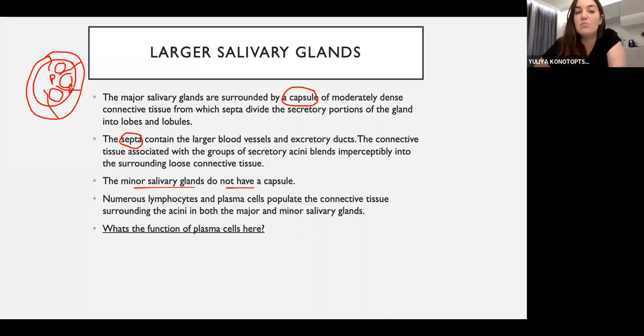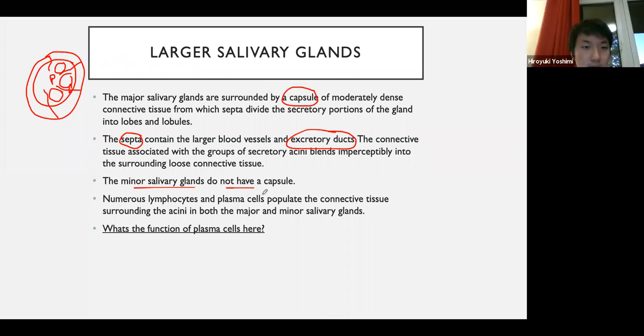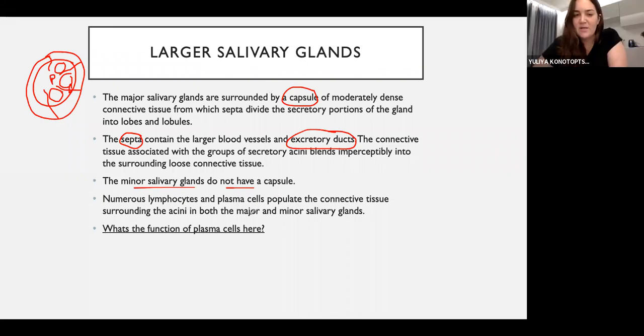Why are those septa important to us? Because if I see the connective tissue of septa, inside of it there will be excretory ducts. This is very useful to identify on a slide. Excretory ducts are always surrounded by the connective tissue septa. So what is the location of the excretory ducts? They're within septa. Inside of the septa, you will always find excretory ducts. Is it clear? Yes. Numerous lymphocytes, plasma cells, we have talked about it.